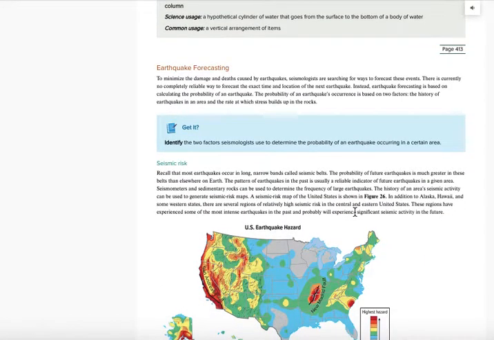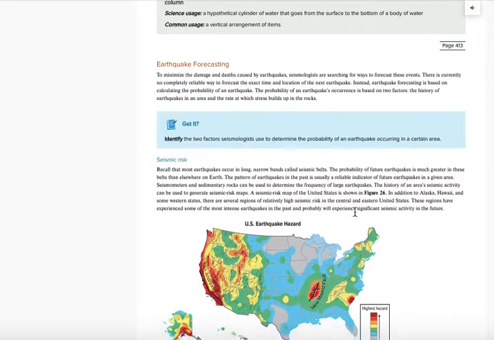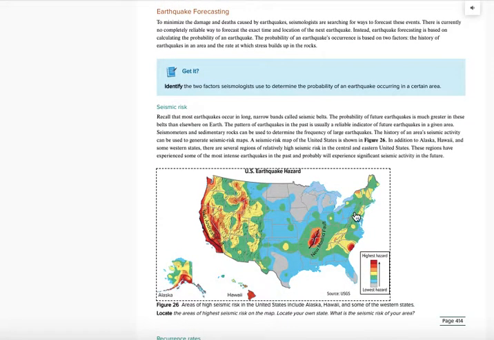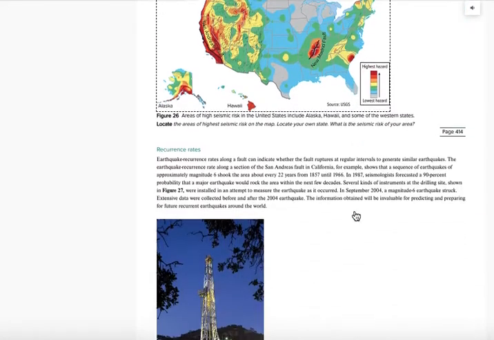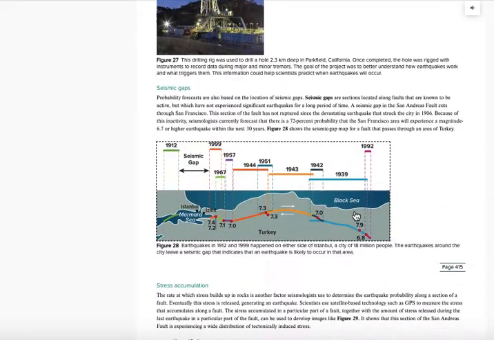One of the things is they try to have earthquake forecasting. Scientists will study and determine the future earthquake probability by studying earthquake history and then measuring the amount of strain along the plates, and by measuring and charting seismic gaps. So let me show you a seismic gap.